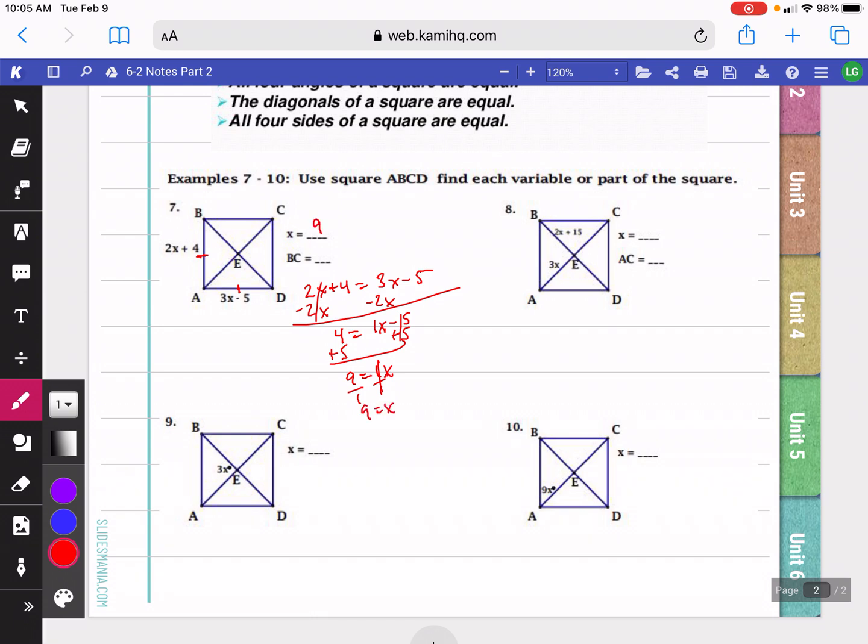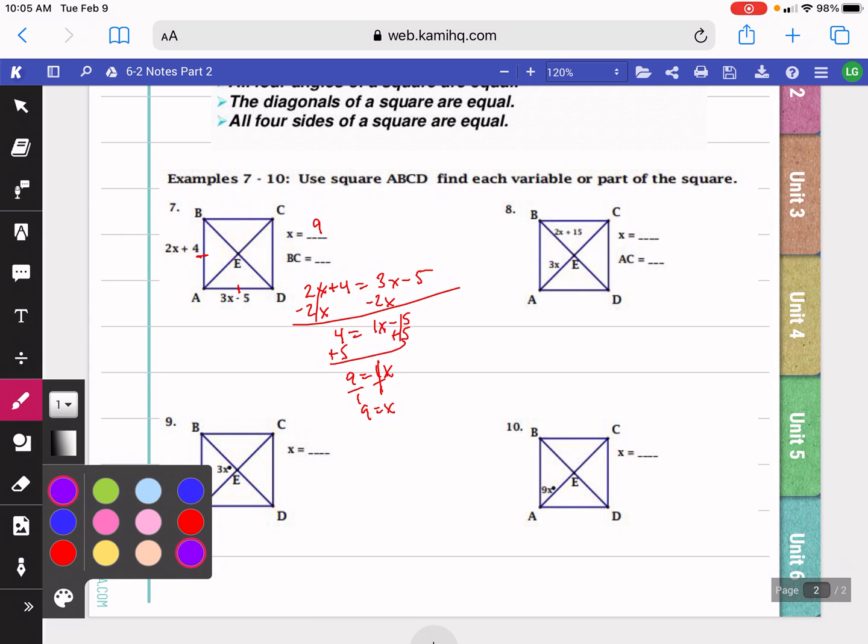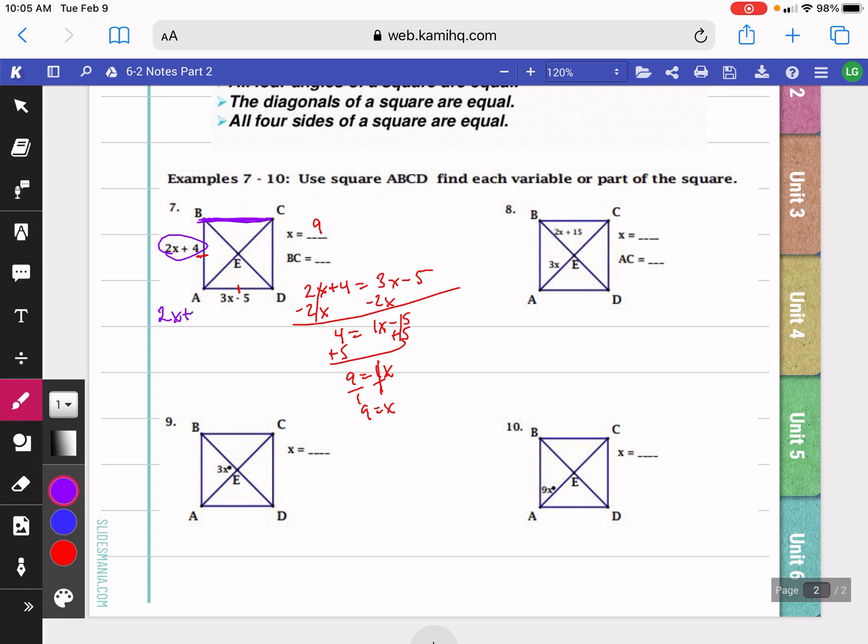Now they want us to find BC, the length of BC, which is this side here. But we know that all the sides are congruent, so I can basically plug in 9 to any of the sides we already know. So I'll use this one. And I'm going to plug in our answer 9. So I get 22, which means each side of this square is going to be 22. So BC will also be 22.